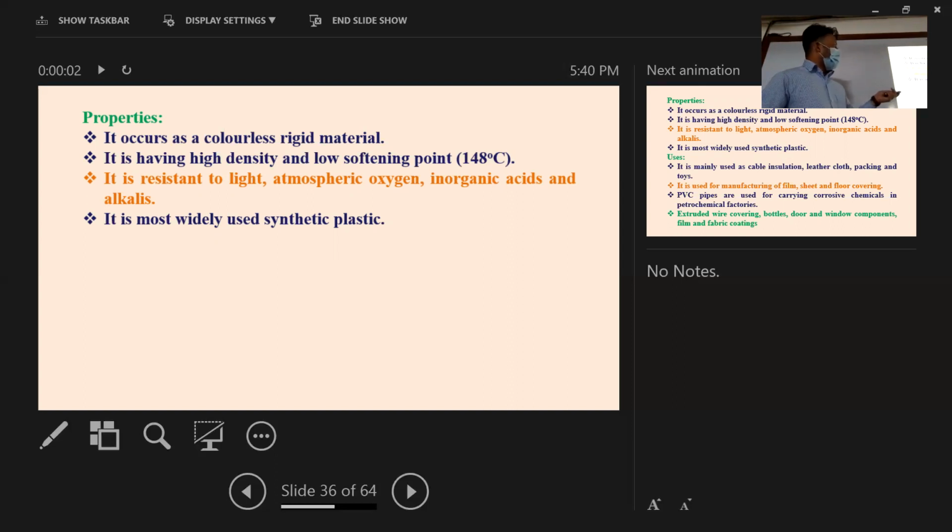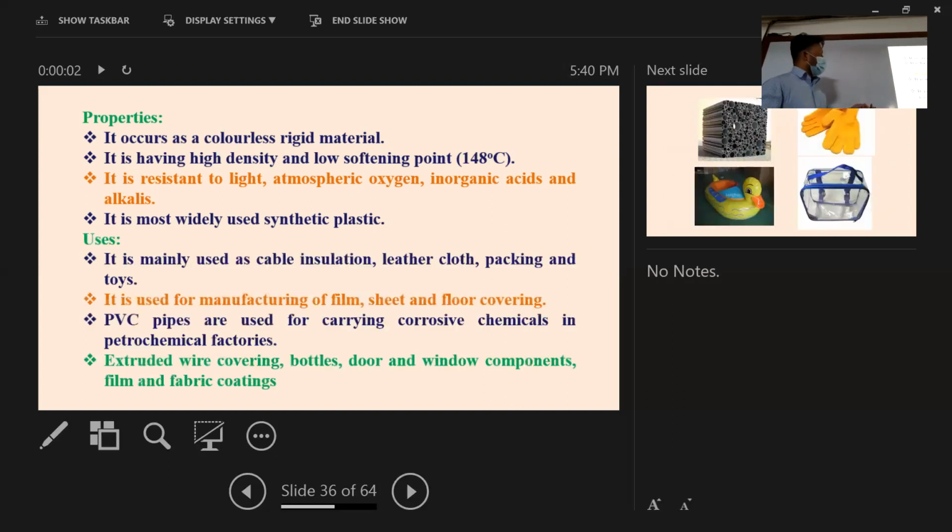It is the most widely used synthetic plastic. Okay, so synthetic plastics we can use for this one. What are the uses? It is mainly used as cable insulation, leather cloth, packing, and toys. So I think I don't need to read this out. All of you can read much better than me.